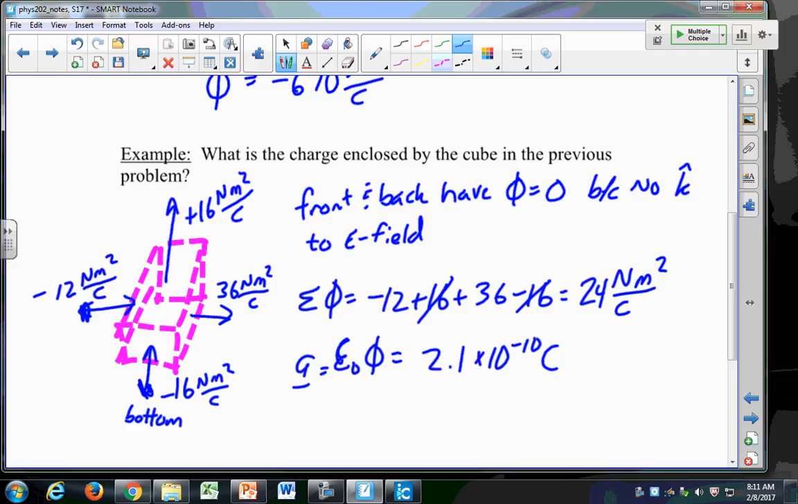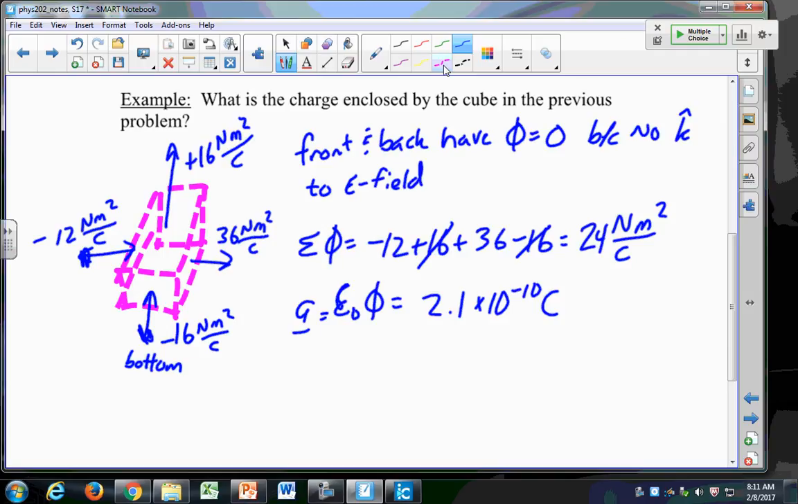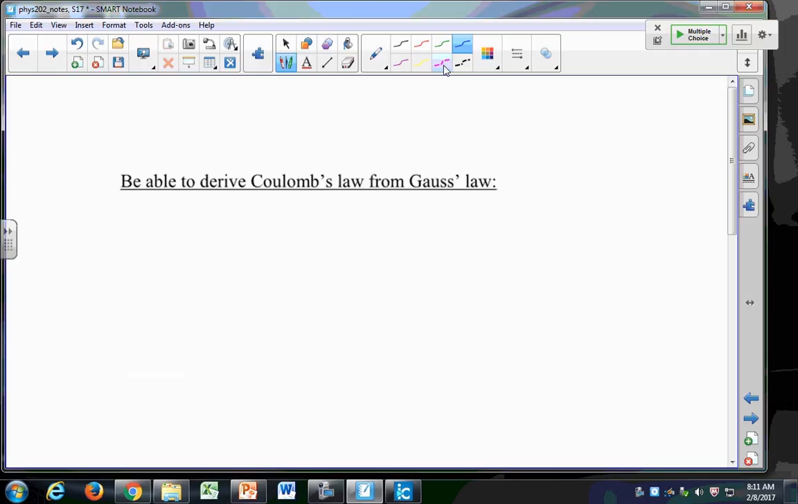All right, one last thing in this little short chapter, and that's going to be Coulomb's law. We're going to sort of redefine Coulomb's law. Newton did this with Newton's universal law of gravitation. Remember Coulomb's law and the law of gravitation? They're basically the same, just talking about masses and charges. I do want you to be able to derive this. It's a pretty easy derivation.